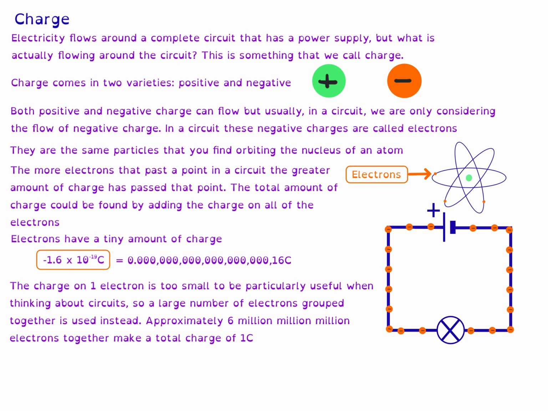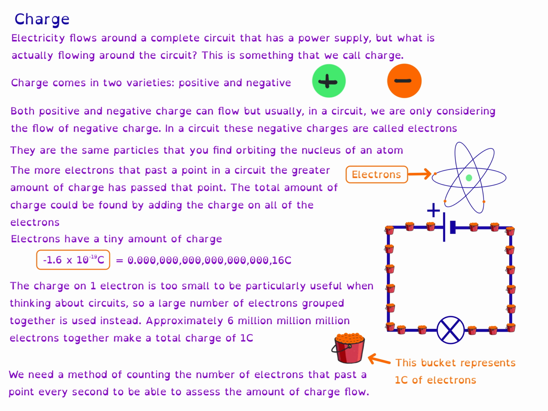The charge on one electron is too small to be particularly useful when thinking about circuits, so a large number of electrons grouped together is used instead. Approximately 6 million million million electrons together make a total charge of 1 coulomb. So this bucket represents 1 coulomb's worth of electrons.